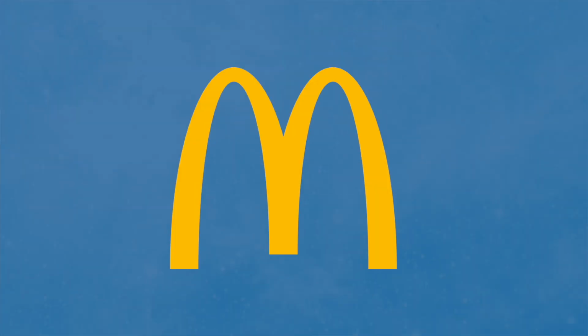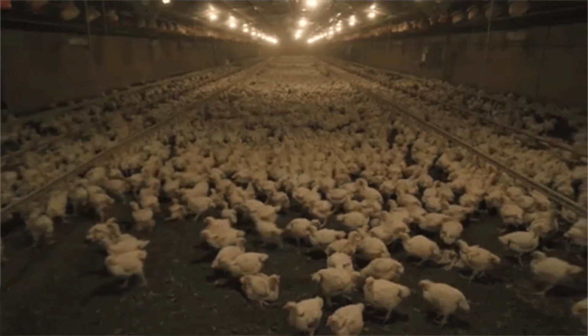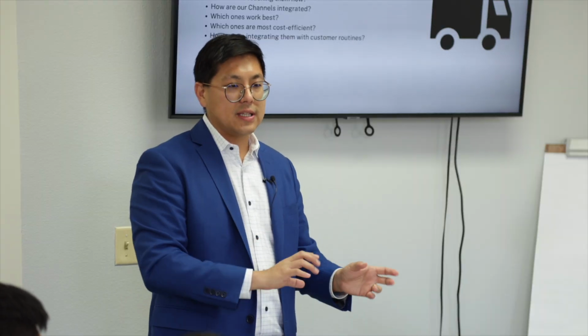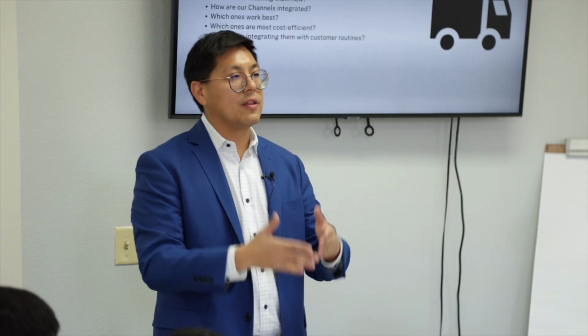Channels. Let's think of McDonald's. Think about how many chickens they have to get to make chicken nuggets and to get it to every single store. They are much more of a real estate and logistics company to make sure everything flows.